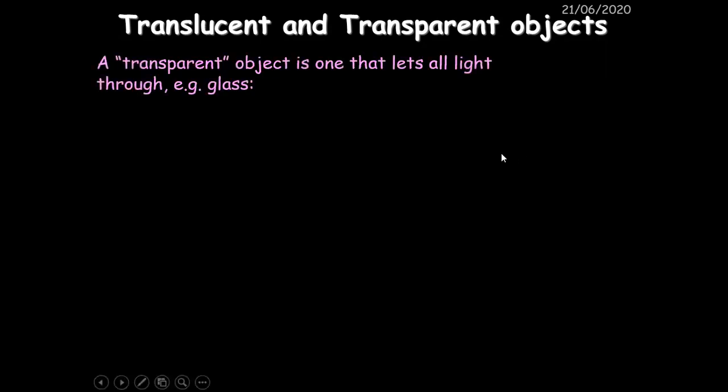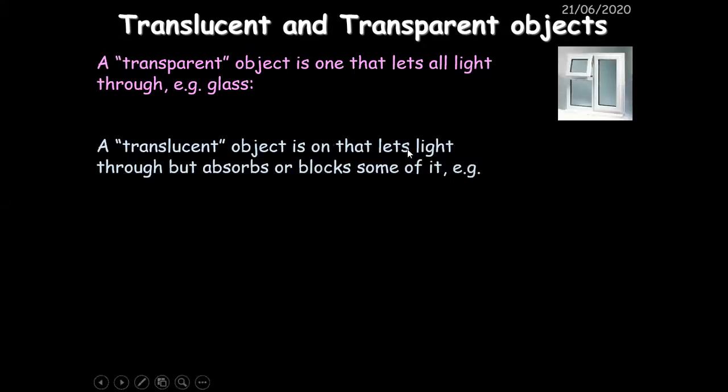So you'd say transparent is like a glass window made of normal glass, and translucent might be a glass window that's colored. Would you say that? Yeah. Okay, we're going to explore that definition, yeah? All right. A transparent object is one that lets all the light through. For example, glass, it lets everything through. A translucent object is one that lets light through but absorbs or blocks some of it. For example, colored glass, like a filter, yeah? What this is going to do is block everything except blue light.